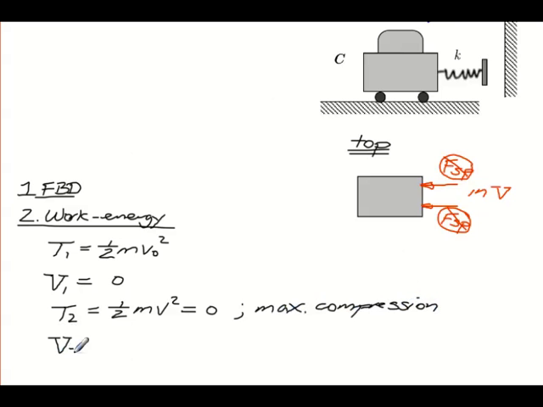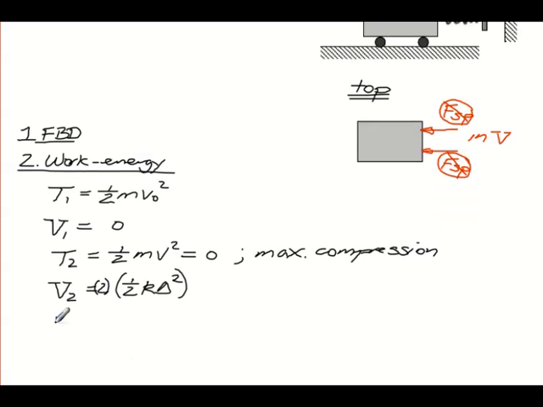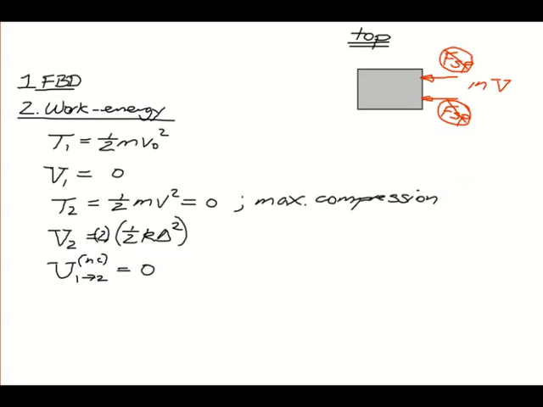And V2, for each spring we have a positive 1/2 k delta squared. Okay, and we have two of those springs. Both springs again have the same stiffness k. They're going to be compressed the same, so we just multiply that by 2. Since there's no dissipation in the model that we have here, the only forces doing work are the springs. We're putting that in V, so there's no non-conservative work.